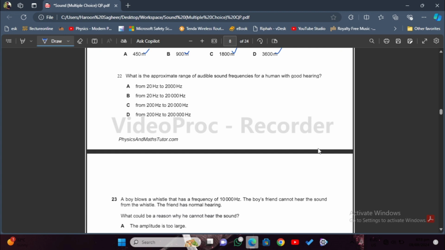Right, question number 22. Approximate audible sound frequency. That's very simple. 20 hertz to 20,000 hertz. Option B is correct.